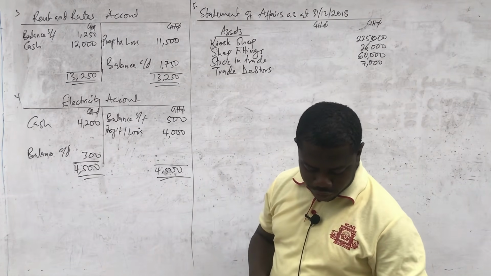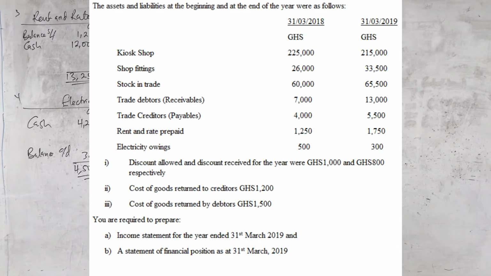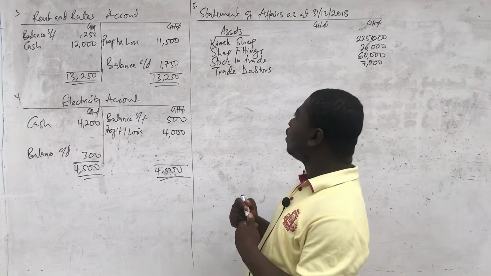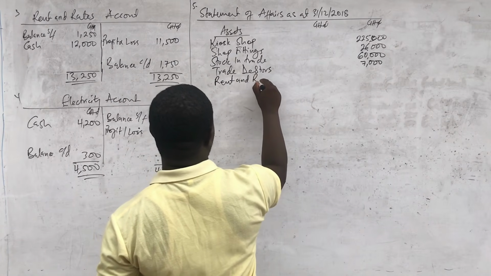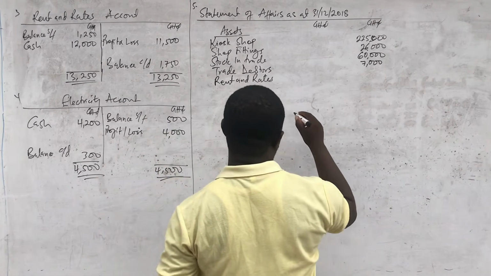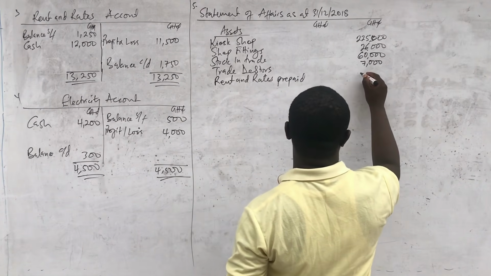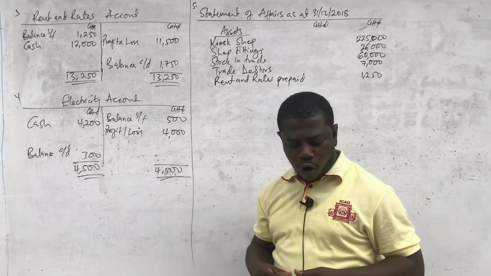And then we have, I think on that list there is nothing more, but let us remember that there are some prepayments. So rent prepaid will come as an asset. So rent and rate prepaid, remember that rent and rate prepaid at the beginning will come as an asset, 1,250. So that should have been all for that.